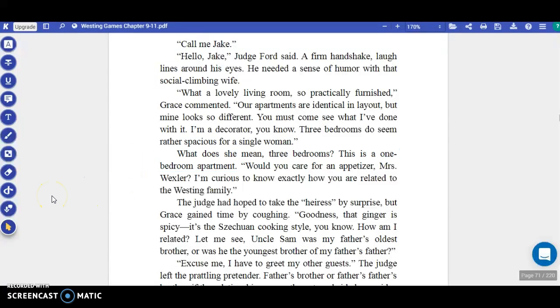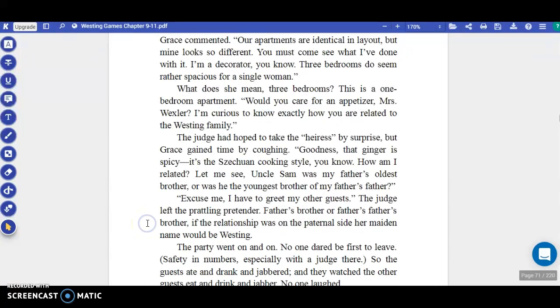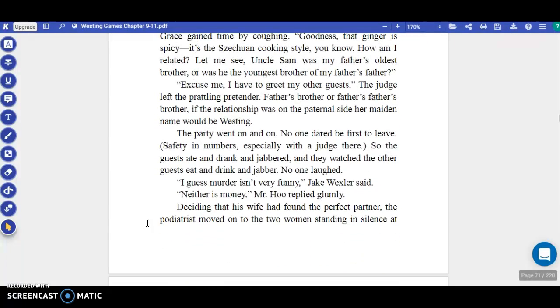Would you care for an appetizer, Mrs. Wexler? I'm curious to know exactly how you're related to the Westing family. The judge had hoped to take the heiress by surprise, but Grace gained time by coughing. Goodness, that ginger is spicy. It's the Szechuan cooking style, you know. How am I related? Let's see. Uncle Sam was father's oldest brother, or he was the youngest brother of my father's father? Excuse me, I have to greet my other guests. The judge left the prattling pretender. Father's brother or father's brother. If the relationship was on the paternal side, her maiden name would be Westing. The party went on and on.